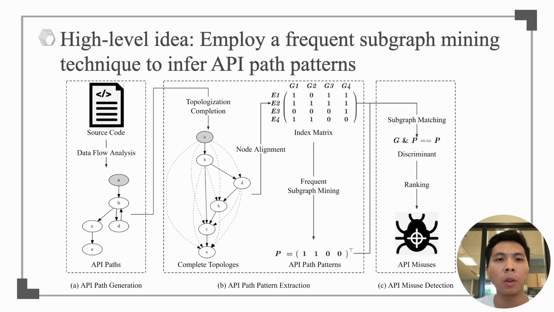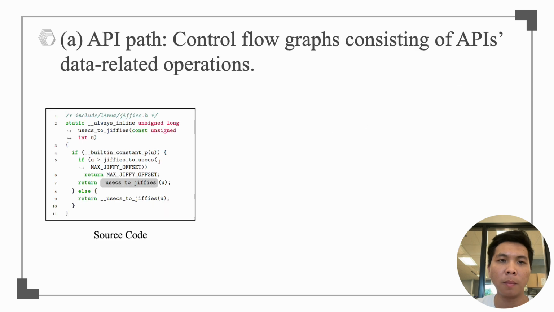It starts from the source code and uses data flow analysis to generate the API path. Then API Miner employs topologization and completion. After that, it builds index matrices and uses a frequent subgraph mining algorithm based on Apriori to extract the API path patterns efficiently. Finally, API Miner uses a binary discriminant to match the subgraphs and rank the violations to find probable API misuses.